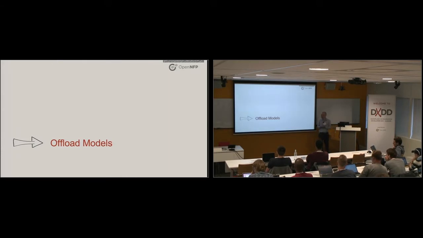So I'll talk about two different models for doing this. Now, from a data path point of view, from the packet processing point of view, they're basically the same. The difference is in the control plane. So how you administer the system, or how the kernel interacts with the hardware.